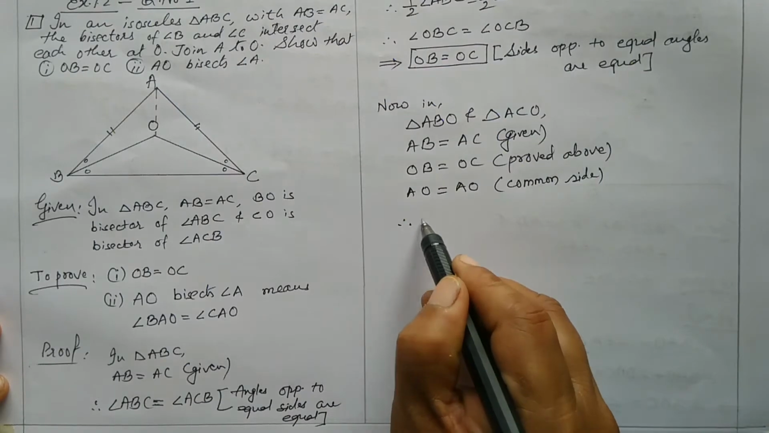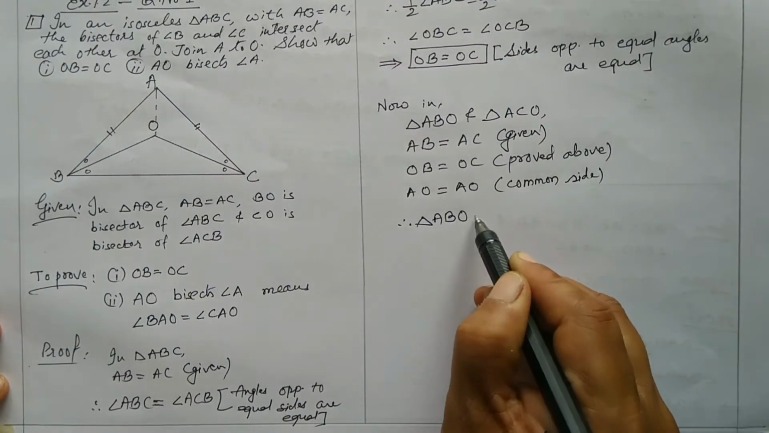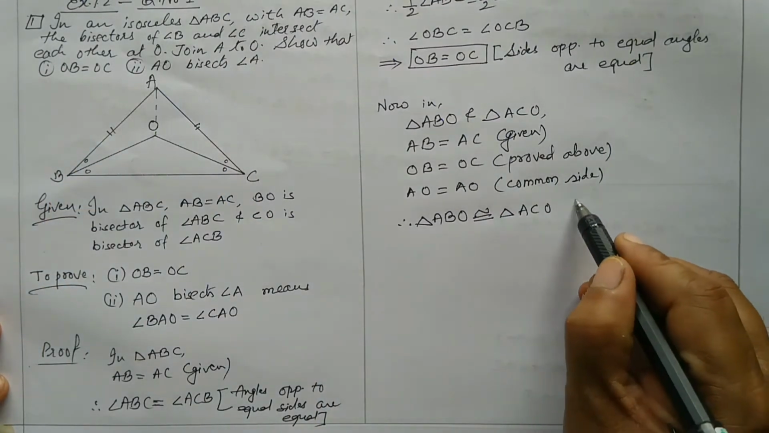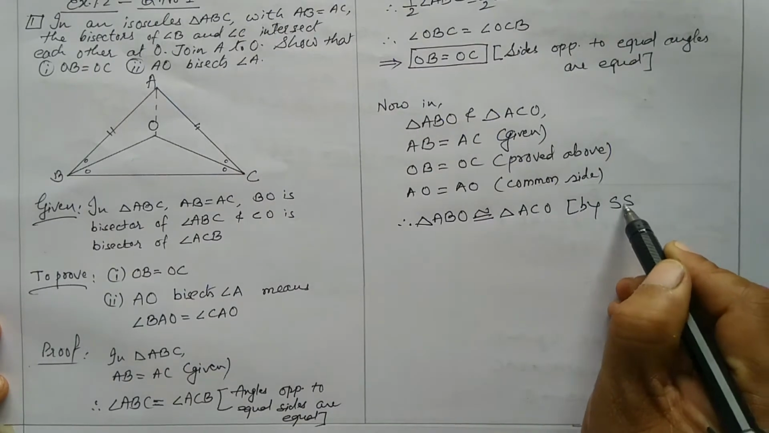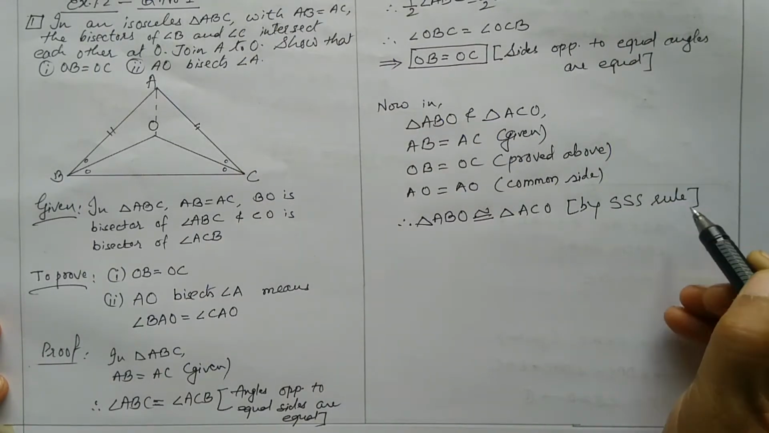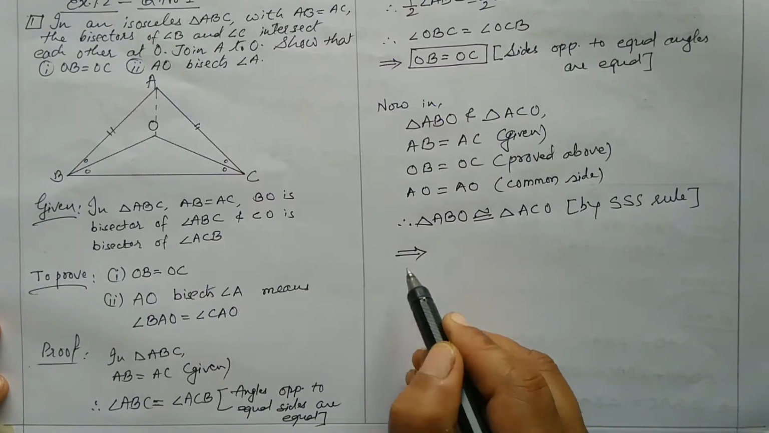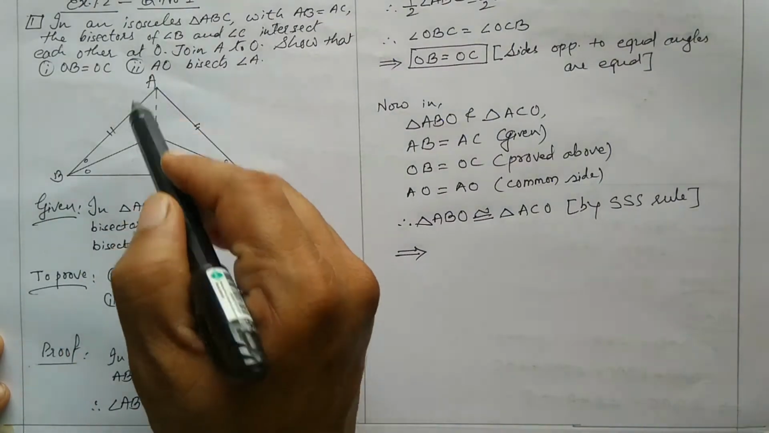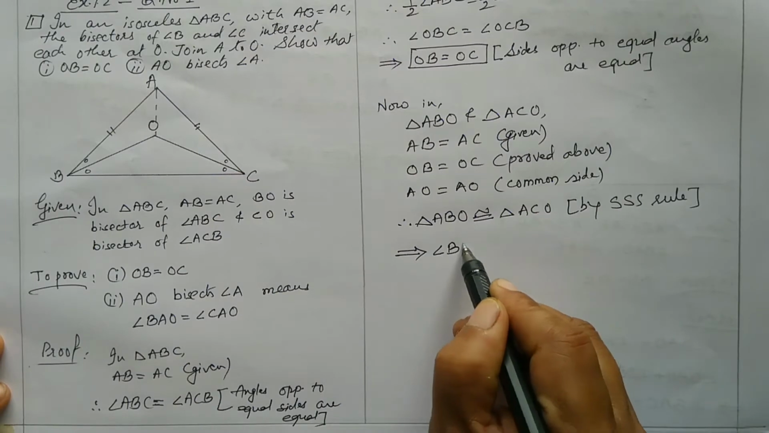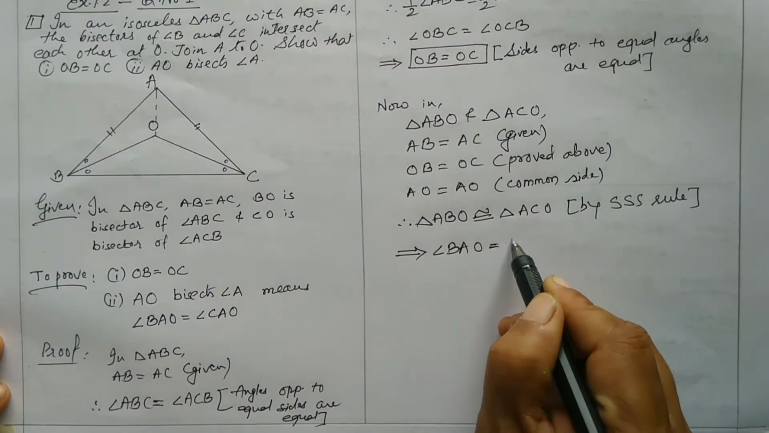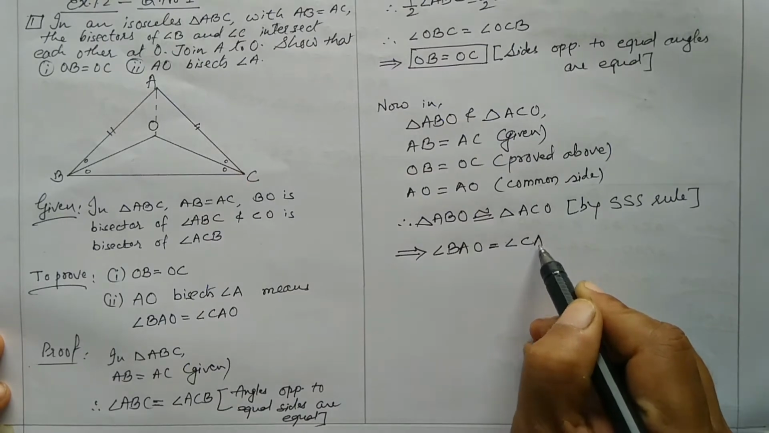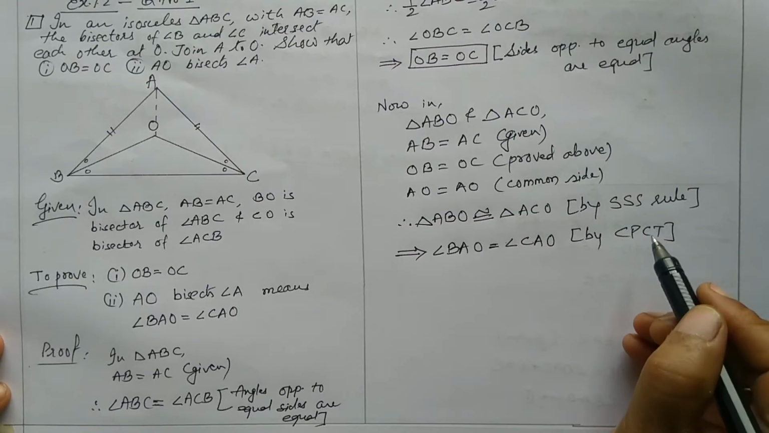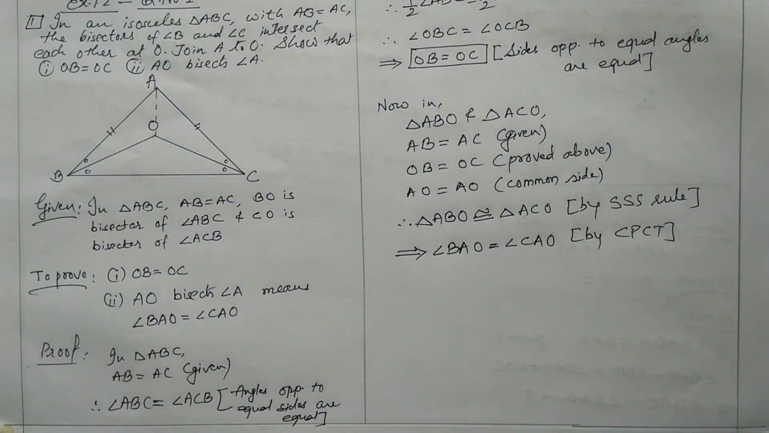So therefore triangle ABO is congruent to triangle ACO. All the three pairs of corresponding sides we have taken, so we will write here by SSS rule. In a triangle we have used all the three sides, so remaining all angles are congruent. Therefore angle BAO is equal to angle CAO by CPCT. Hope you have understood this question.